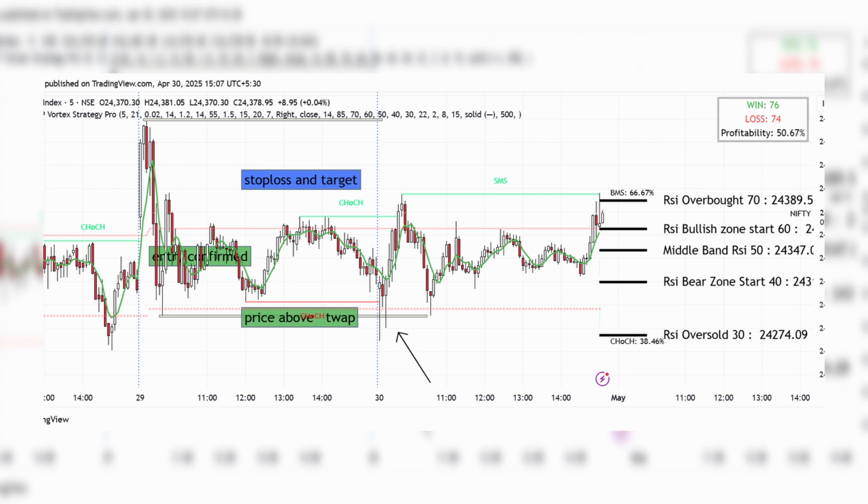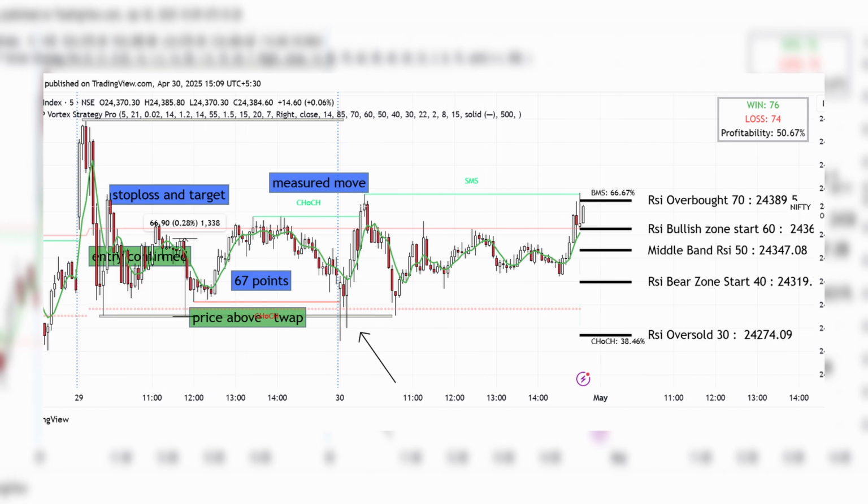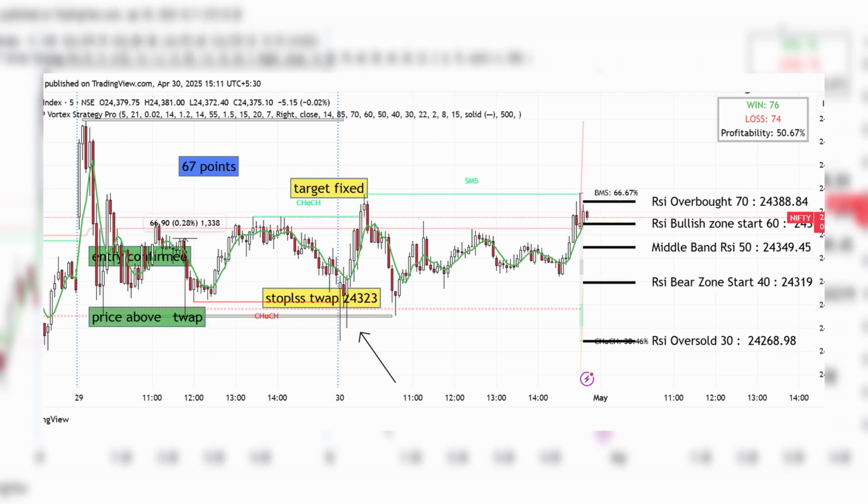Price is above the TWAP, and the indicator I'm using gives the RSI levels. RSI levels converted into price levels. You can see the price above 24,390, and price is above the TWAP, then your entry is confirmed.